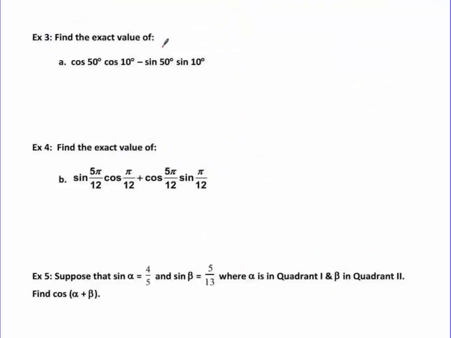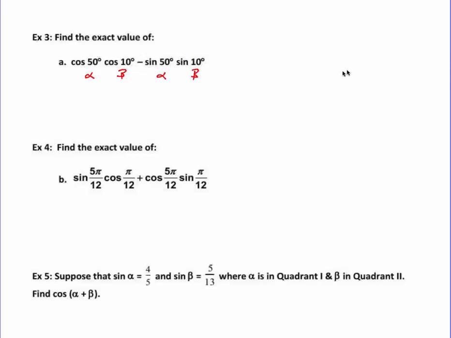So this is an example of using the sum and difference formulas to kind of work backwards. Here we see that we have the cosine of 50 times the cosine of 10 minus the sine of 50 times the sine of 10. If you think about how our formulas are written, this is the cosine of some angle times the cosine of another angle minus the sine of the original alpha angle times the sine of the other beta angle. So what this says is cosine alpha cosine beta minus sine alpha sine beta.